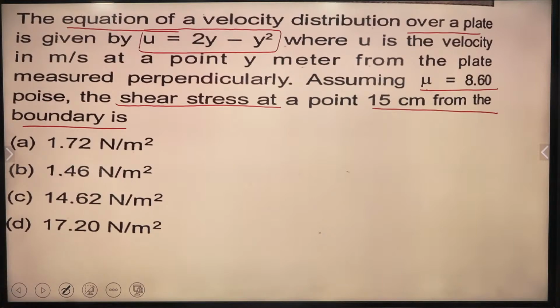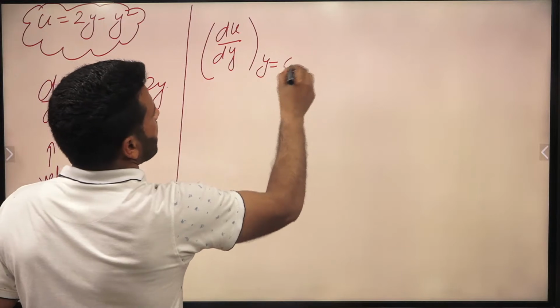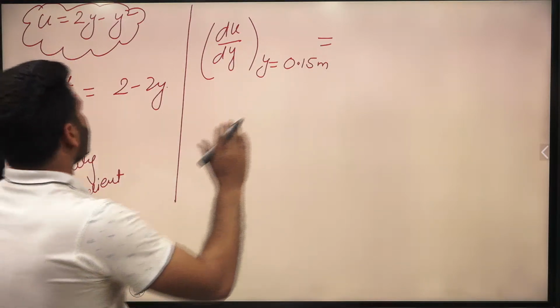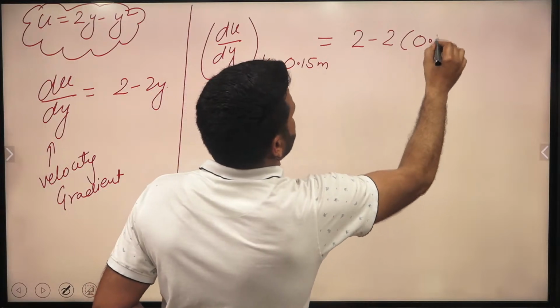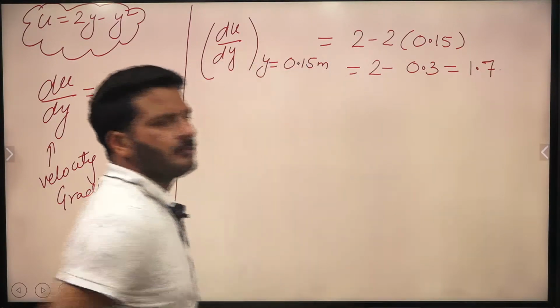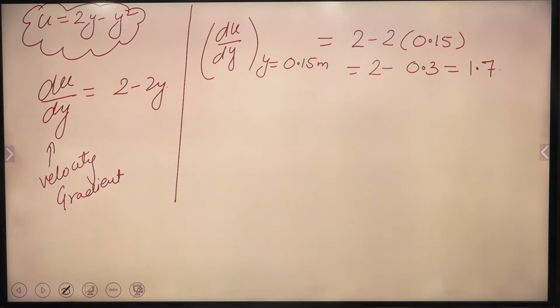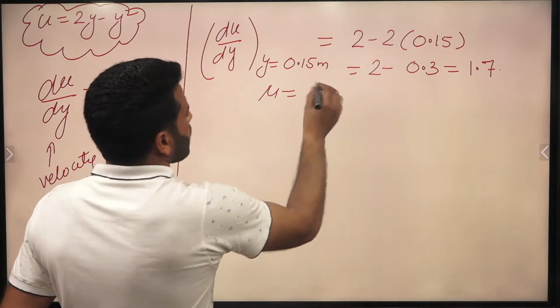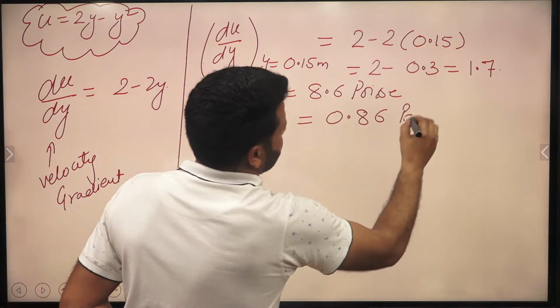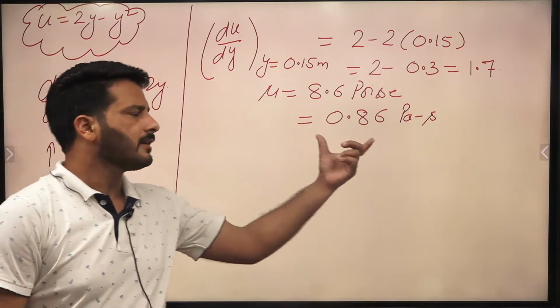Let me go to the question part. He's asking about the shear stress at a distance 15 centimeter. So put y equals 15 centimeter, that is 0.15 meter. Let us check the velocity gradient. Put the value: 2 minus 2 into 0.15, that is 2 minus 0.3, which is 1.7. So we are getting 1.7 as the velocity gradient. The dynamic viscosity is 8.6 poise, so just divide it by 10. We are getting 0.86 pascal second, converting the value into SI unit.